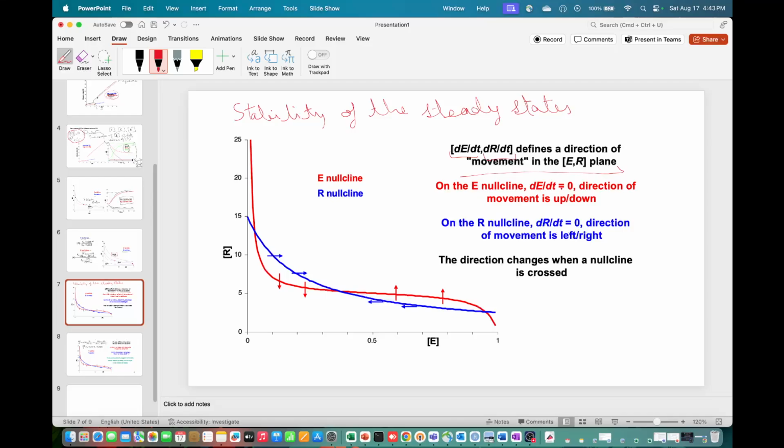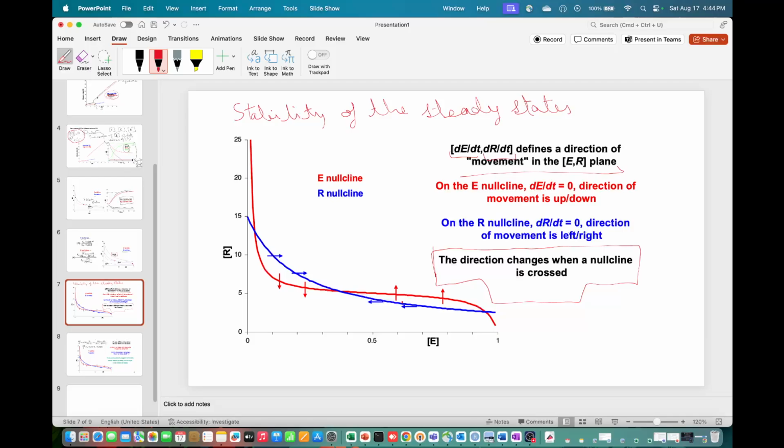On the E nullcline, dE/dt equal to 0, and the direction of movement is up and down. Along this nullcline, these are your direction fields. At this point it is going down, at this point it is moving up, right? And on the R nullcline, the direction of movement is from left to right, so either it goes right or it goes left. And the direction will change. This is a very important thing. The direction field will change where a nullcline is crossed.